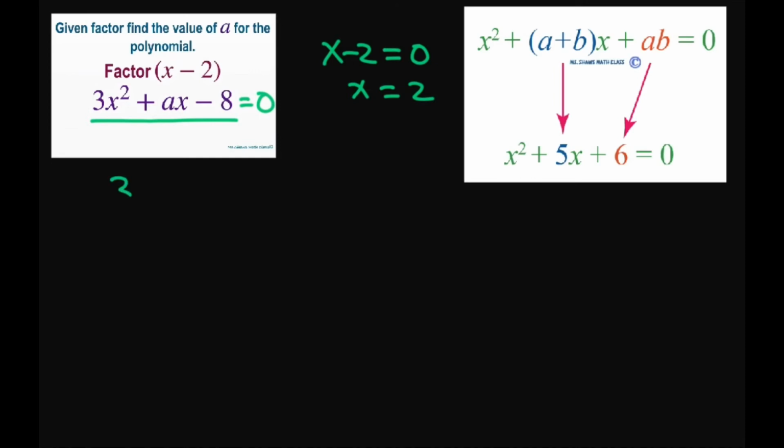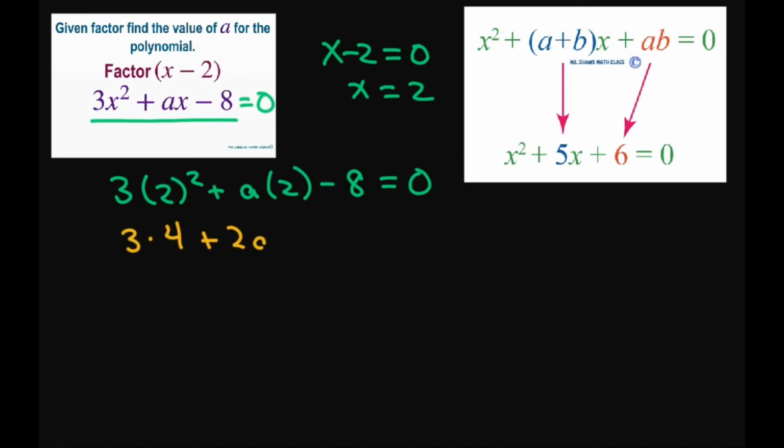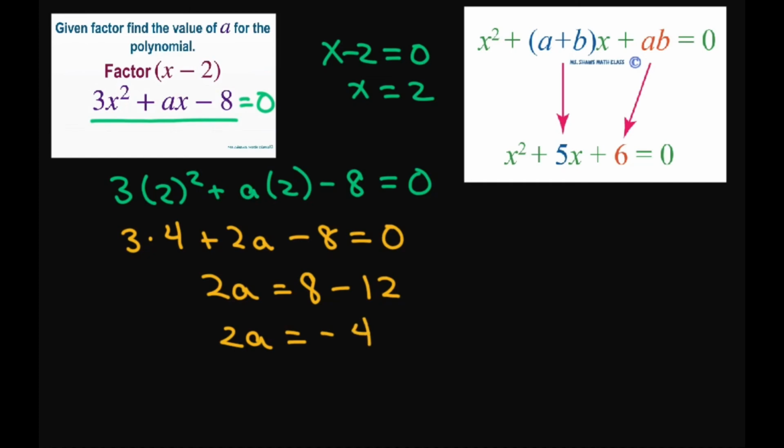So basically you're going to have 3 times 2 squared plus a times 2 minus 8 equals 0. This is going to give you 3 times 4 plus 2a minus 8 equals 0. So you get 2a equals 8 minus 12. So you get 2a equals negative 4. All right, so a equals negative 2. This way is a little easier, and that's from the remainder theorem.